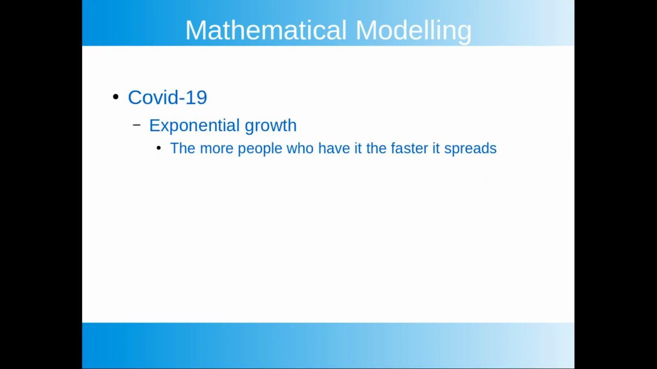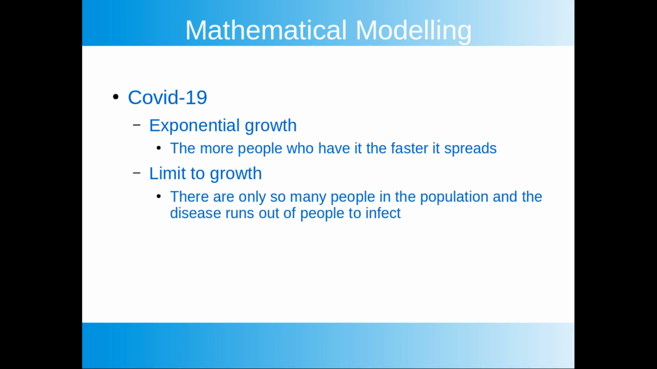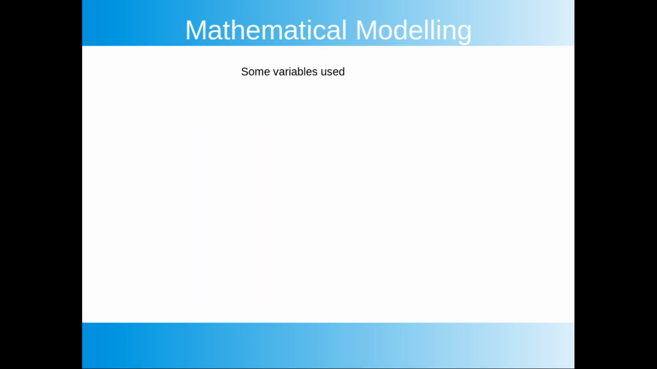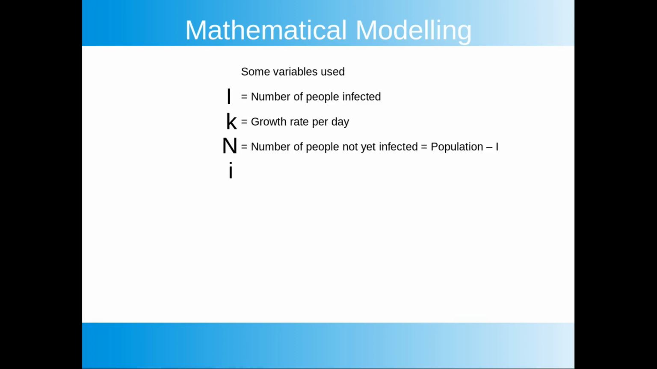COVID-19 has exponential growth. There is a limit to this growth. There are only so many people in the population, so the disease runs out of people to infect, and people do build up an immunity. Some variables used: I, number of people infected; K is the growth rate per day, an extremely important number; N are the number of people not yet infected; little i is the time step, which is represented by each day.